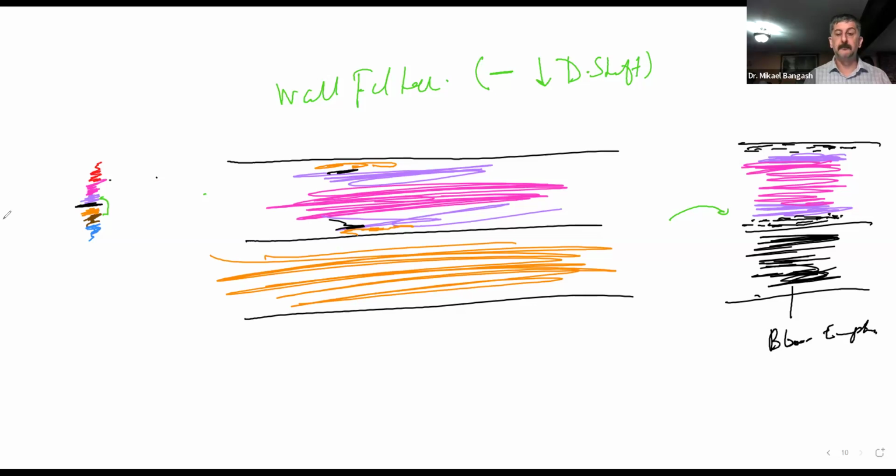Did that make sense? Yeah. Some of you may say, but what if we had some brown? Well, yes, the brown will remain, for instance. Right.